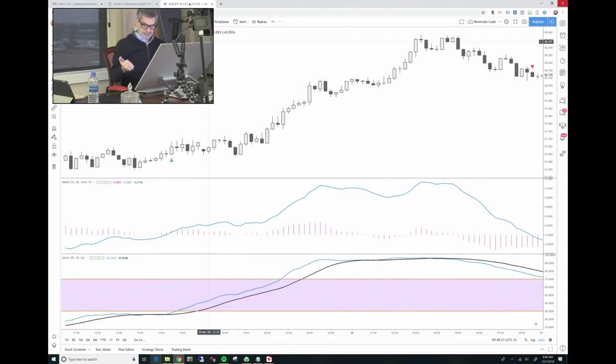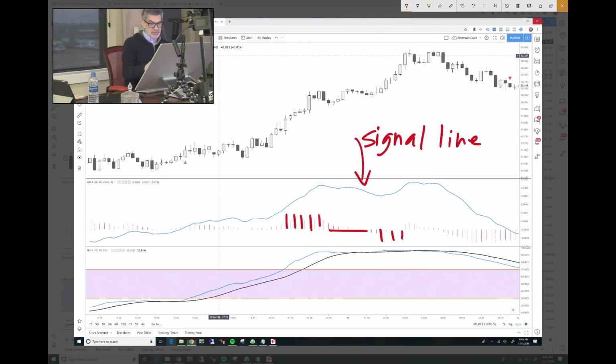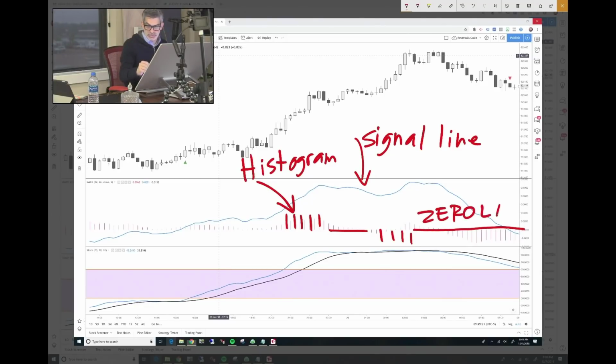Let's talk about the MACD first. So the MACD is an indicator of momentum, so to speak. And it's made up of a few different things, but what you'll find is what is commonly referred to as a signal line. Sometimes you have another line on the MACD. And then you'll also get this set of lines above and below, which is referred to as a histogram. And in the middle of everything is what I like to refer to as the zero line.